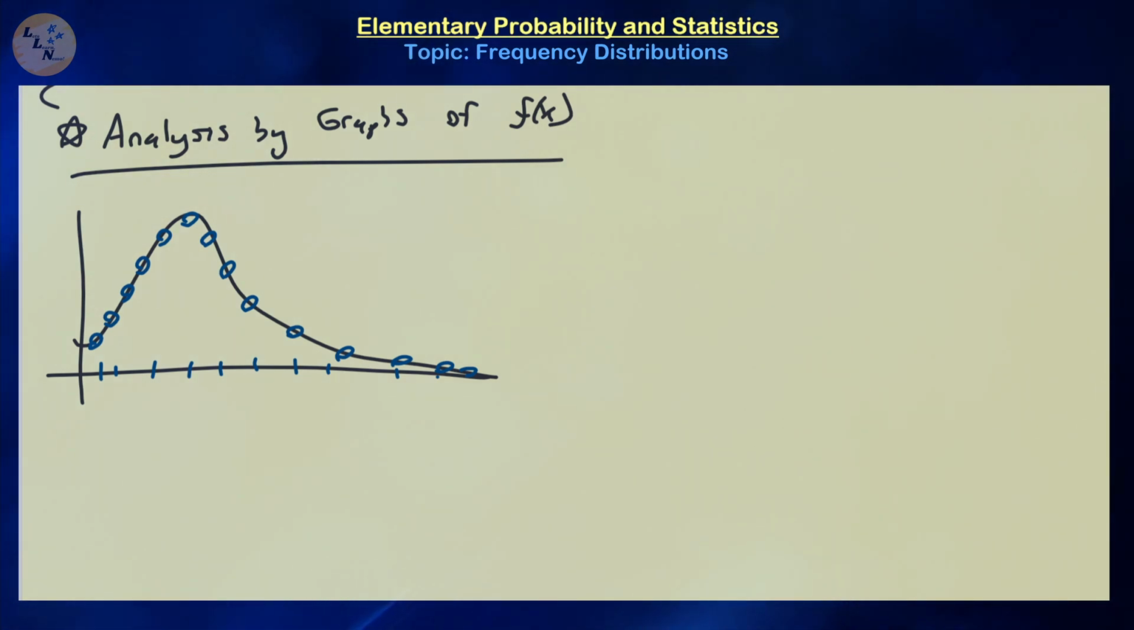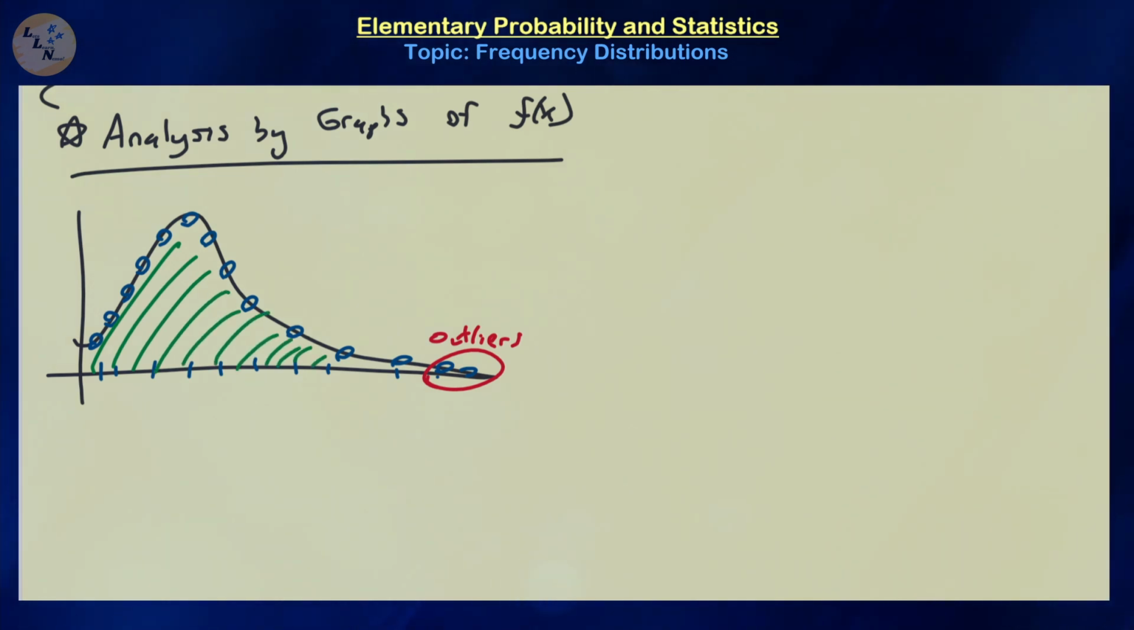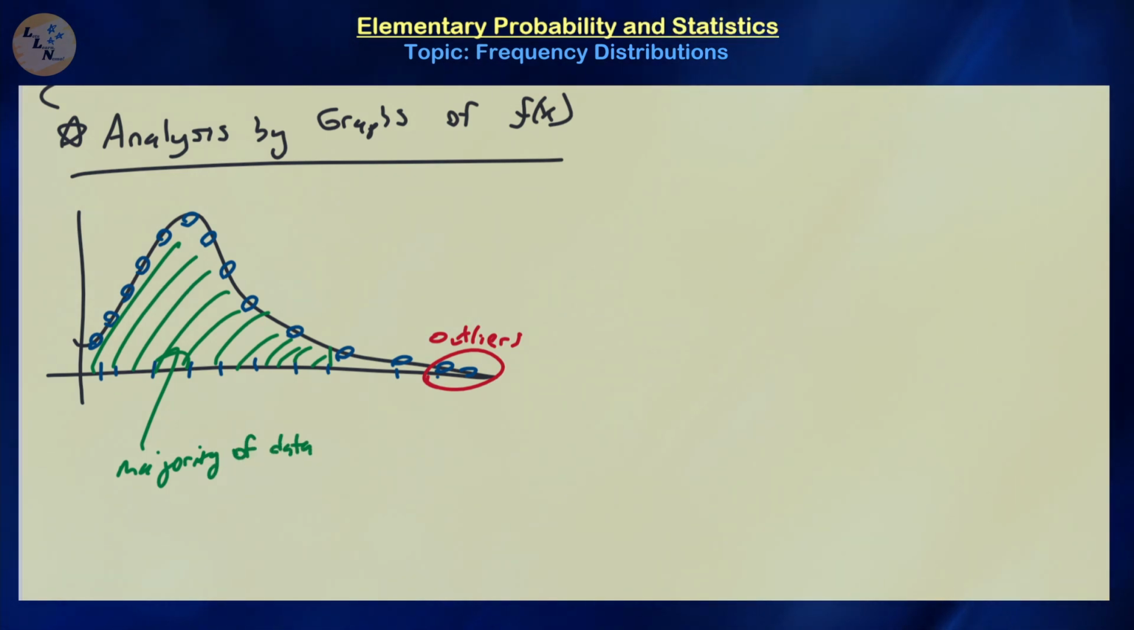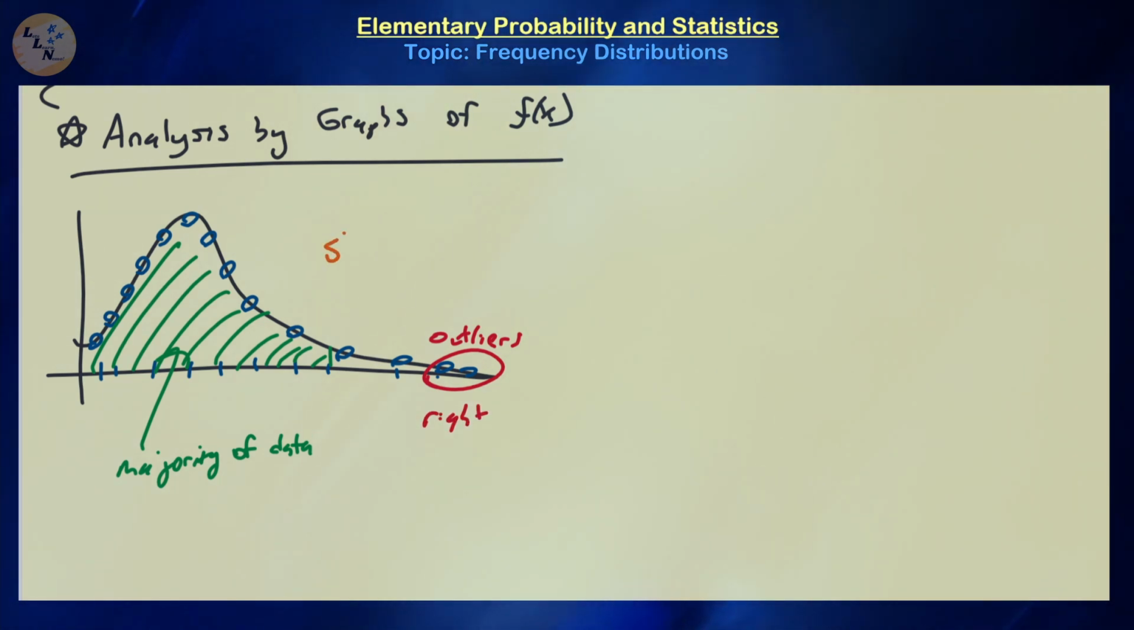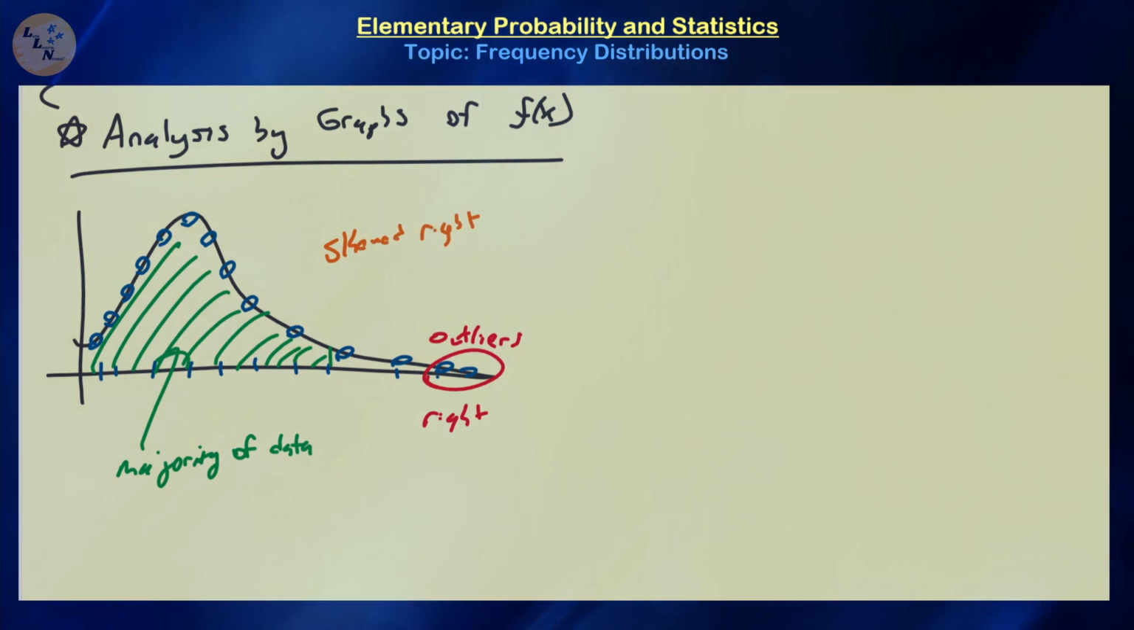So when we see a graph like this, notice that we have some outliers chilling out in the upper spectrum or the tail of this distribution. So if the majority of the data is hanging out here, right? So the majority of the data is here, but we have some tails that are chilling out on the right-hand side of the data set, then we call this data a skewed right distribution.